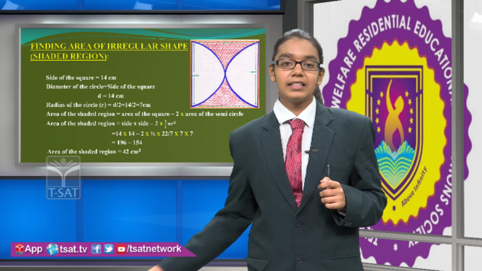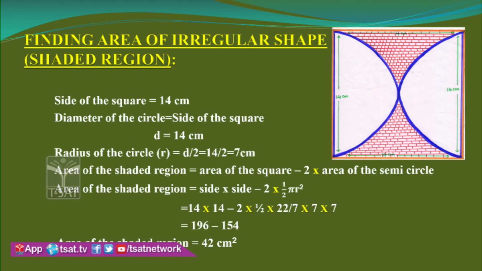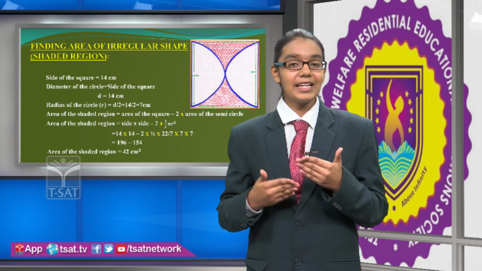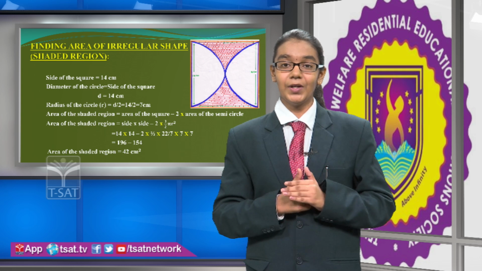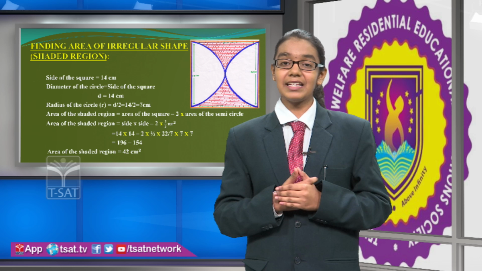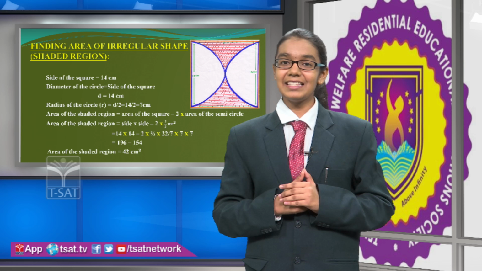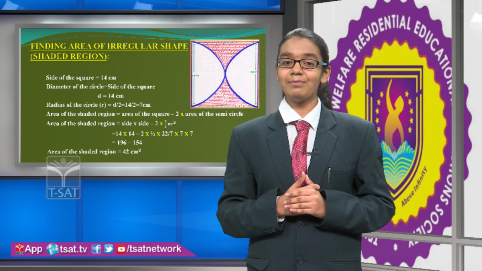First of all, here the side of the square is 14 centimeters, and the line segment which passes through the center of the circle is called the diameter. And now here the diameter of the circle is 14 centimeters and radius is half of the diameter. That means diameter by 2. Here the diameter of the semicircle is 14. So if we divide 14 by 2, then we'll get 7. So the radius of the semicircle is 7 centimeters.